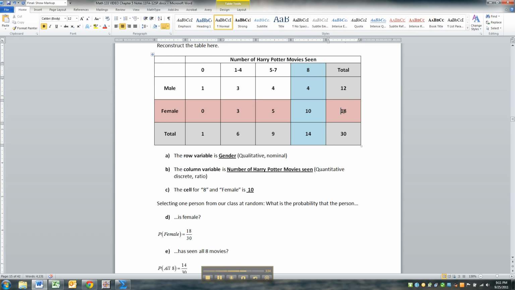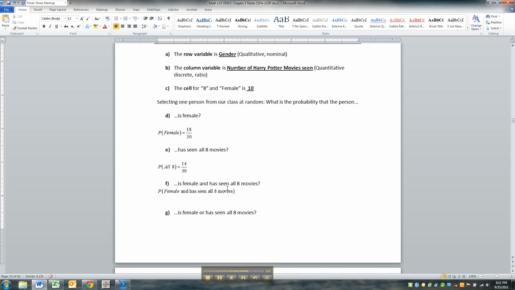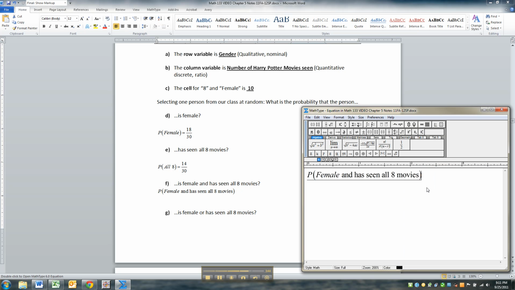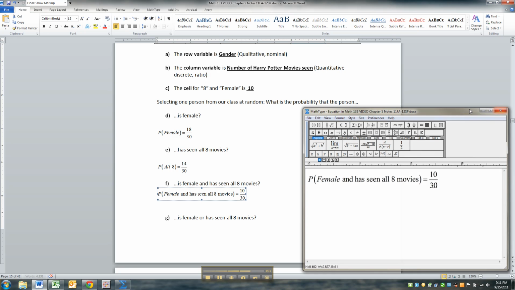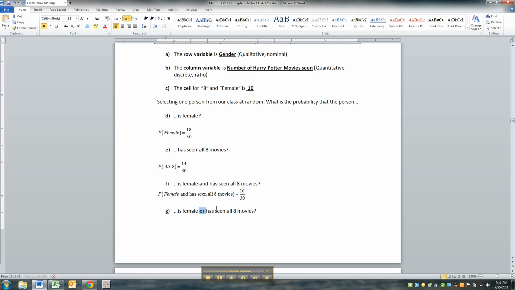Okay. Now, where is it that this row and this column overlap? It's right here at the 10. Right? Those 10 women have seen all 8 movies and are female. So there's 10 that are female and have seen all 8 movies. So it's 10 out of 30. Now, is female or, see the magic word, or has seen all 8 movies? Well, that's a different story.